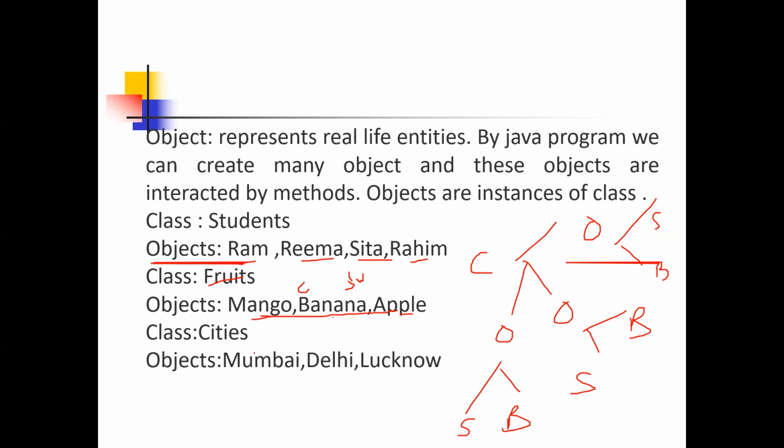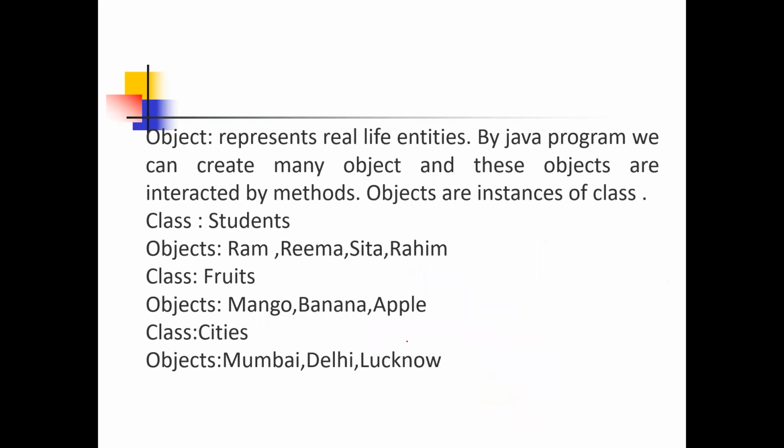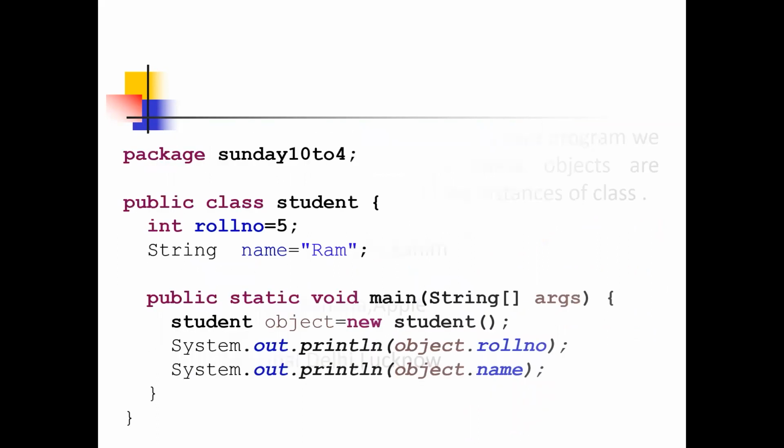Like that, we can conclude for anything. Okay. So this is the class and objects, just an example to understand, but actually how to do it in the program.